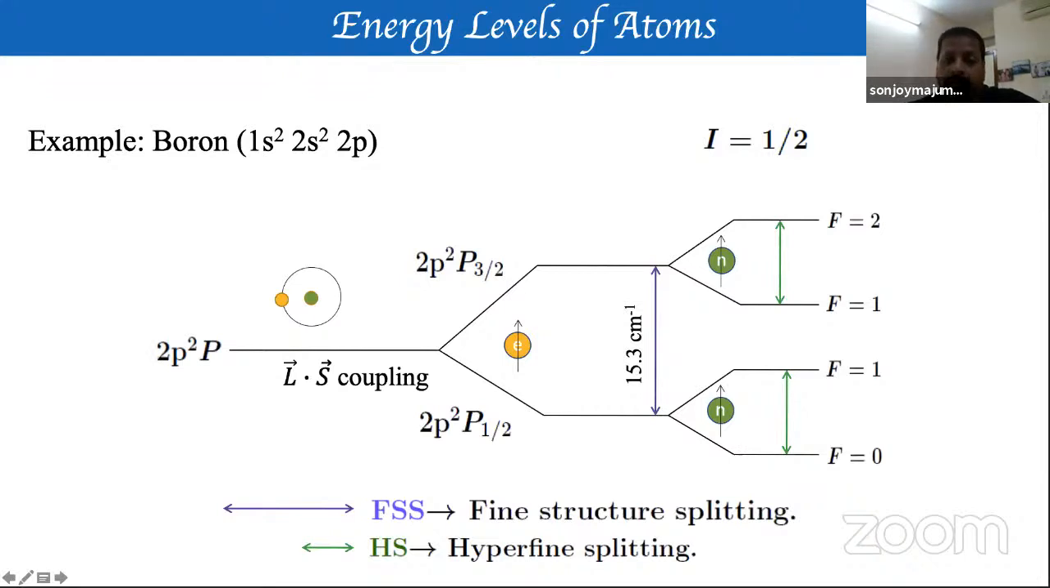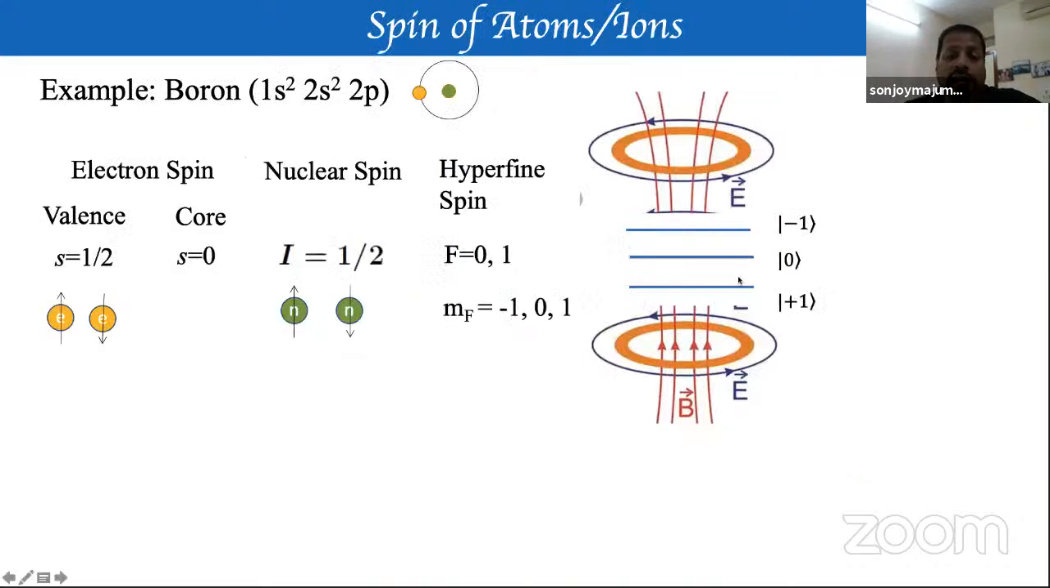But there is something which you can control. Once you have that hyperfine level, it can have different components. For F equal to 1, you can say mF equal to -1, 0, 1. For F equal to 0, mF is only 0. So you'll get the different components.